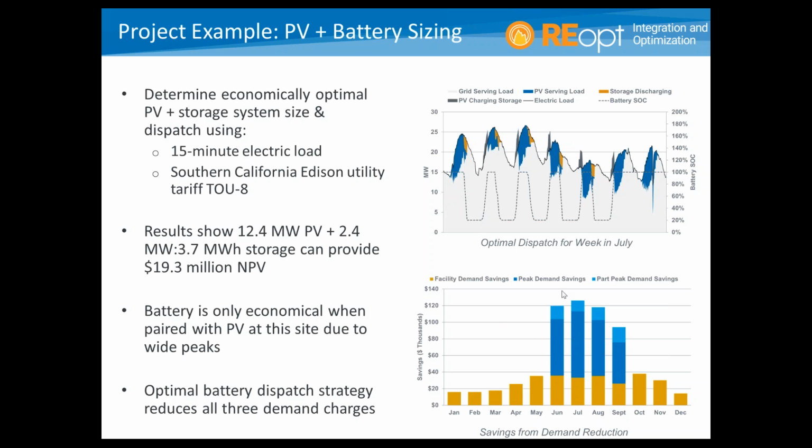Down here on the right, you can see where we're getting these savings from. There is a facility demand charge at this site, as well as a peak and an off-peak demand charge. A lot of these savings here are coming from peak demand savings, but you're also getting some reduction all year long from the facility demand charge savings.